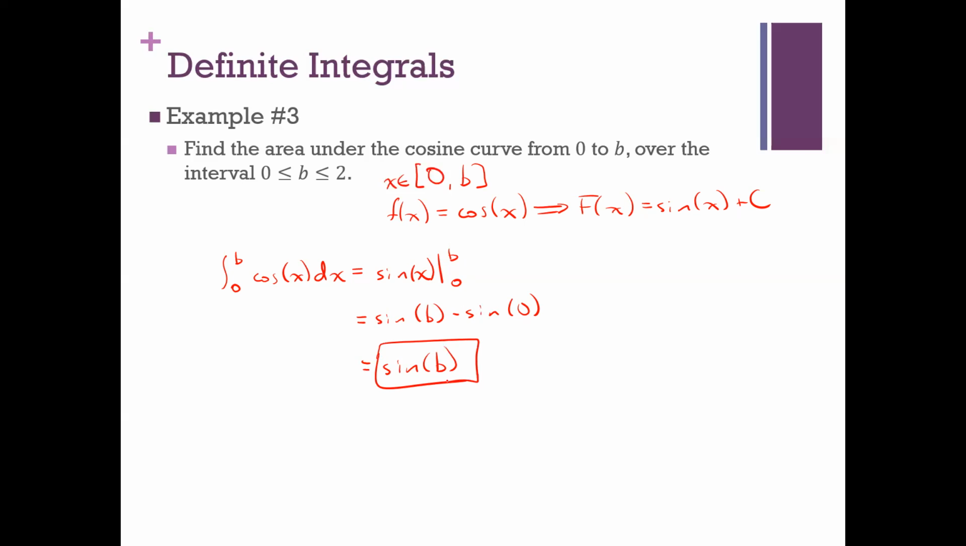So if I want to find the area under the cosine curve from 0 to b, I can just take the sine of b and get the same result. Any questions here?